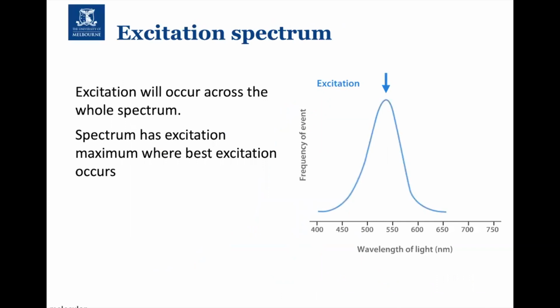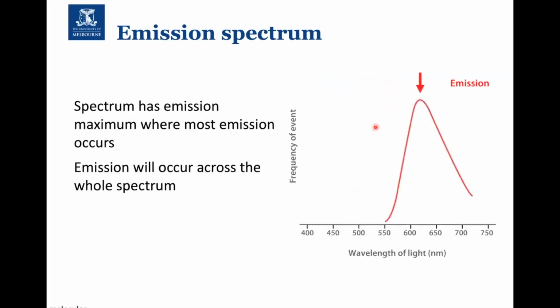Okay, so this will just kind of reiterate what I've already said. The excitation spectrum is also known as the absorption spectrum of a molecule. Excitation can occur anywhere across that spectrum, but happens most efficiently at the excitation maximum here. And this becomes really important when we come to set up our microscopy experiments later on. Similarly with the emission spectrum, emission can occur across the entire spectrum, but most emission will occur at that maximum peak.